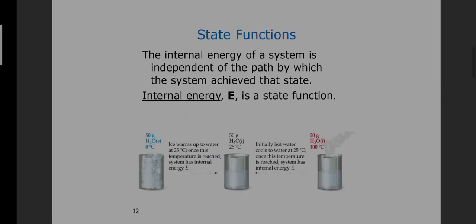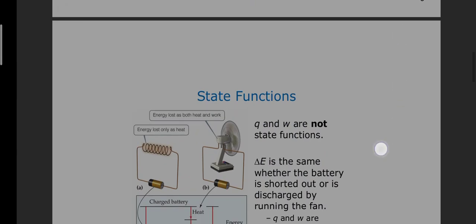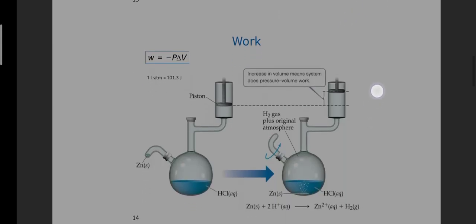State function. The internal energy of a system is independent of the path by which the system achieved that state. Internal energy E is a state function. Q and W are not state functions. ΔE is the same whether the battery is shorted out or is discharged by running the fan. Q and W are different in the two cases. Next is work.